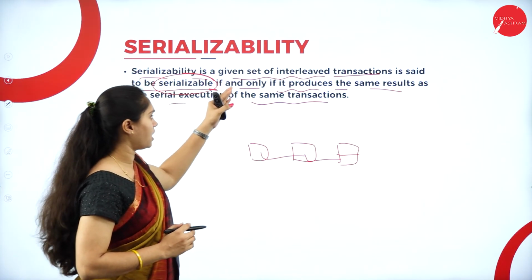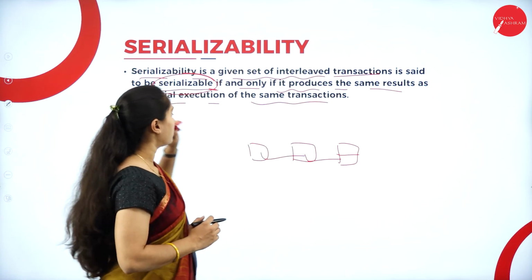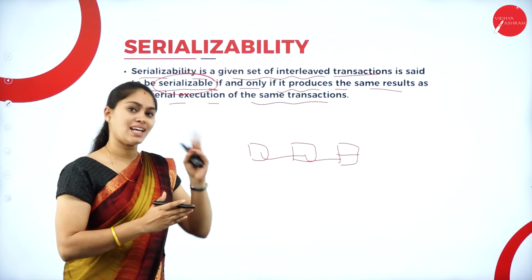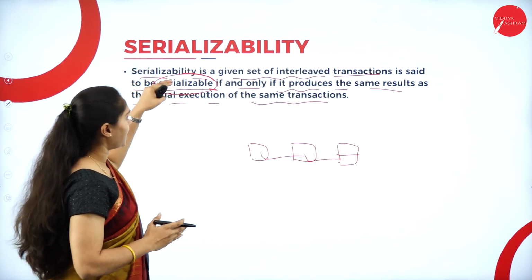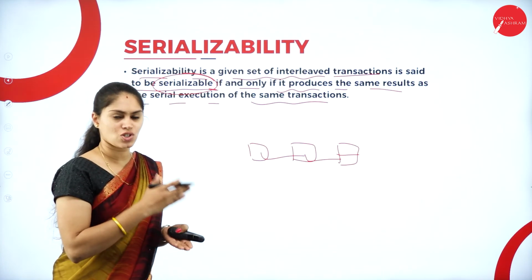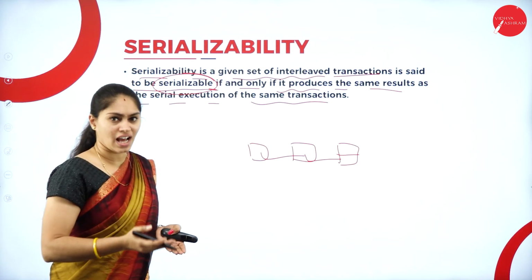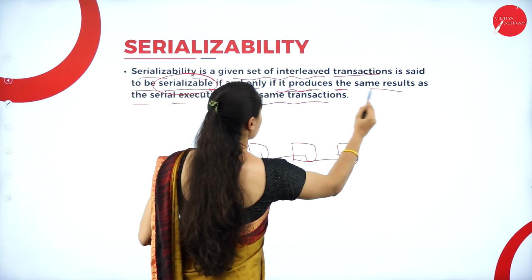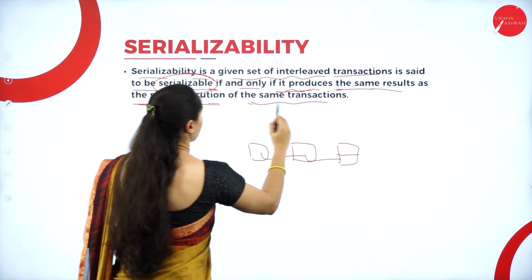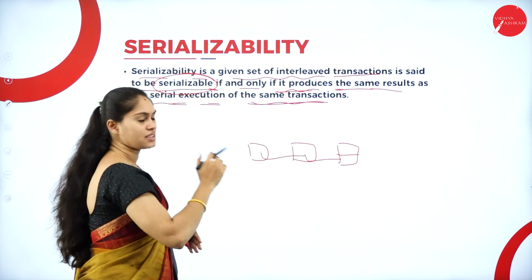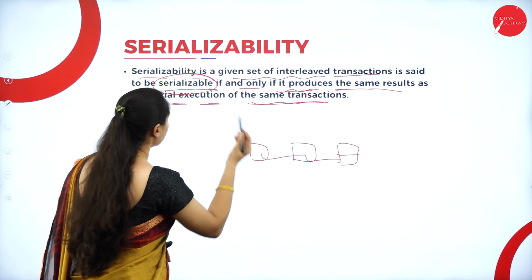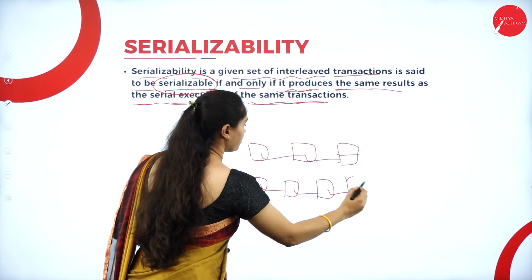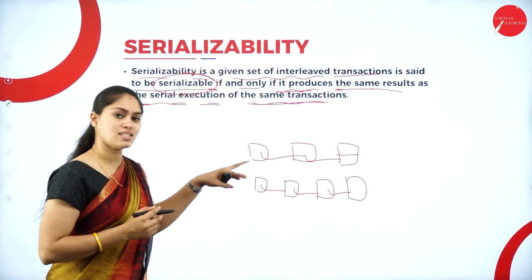So for a given set of interleaved transactions, we can say that it needs to be serializable. Serializability is different from serializable. Serializability means it is an interleaved transaction, where one transaction takes place after another transaction. I can say it is serializable if and only if it produces the same result as the serial execution of the same transactions. And if it is serializable, then it has to match the procedure of serializability. Then I can say that it is serializable.